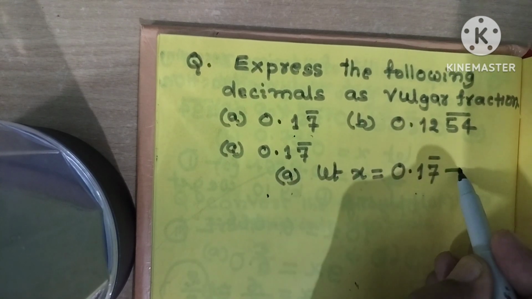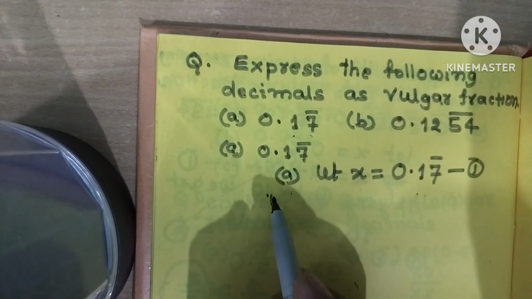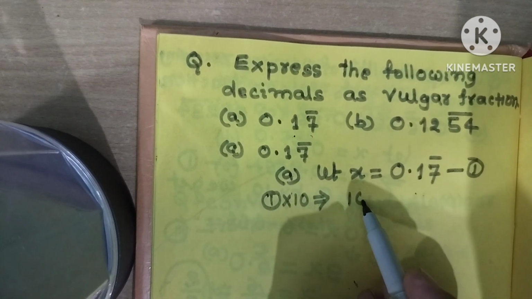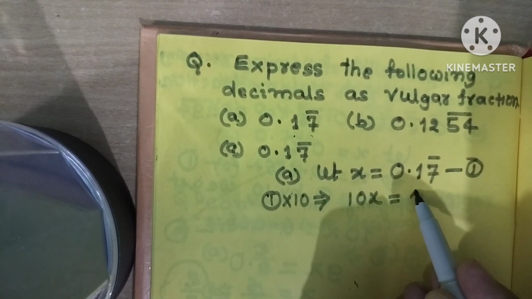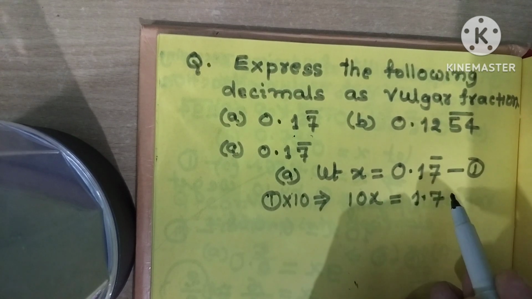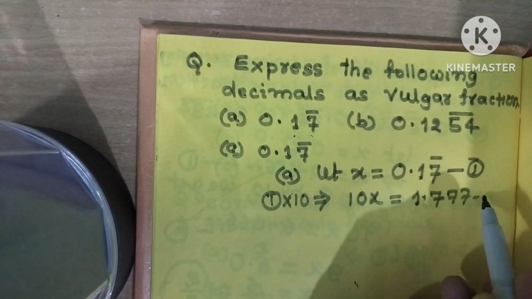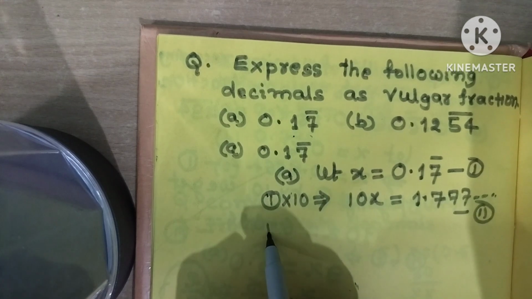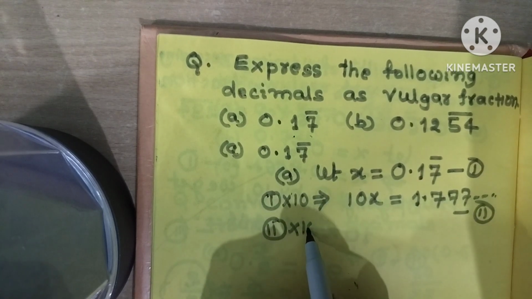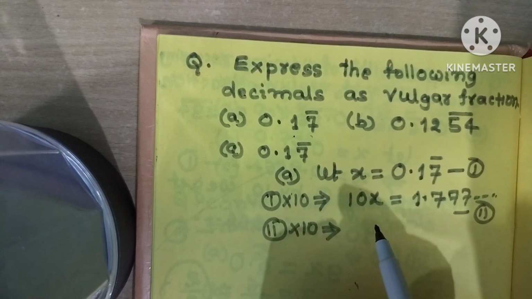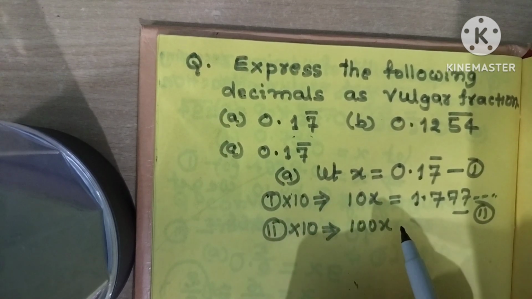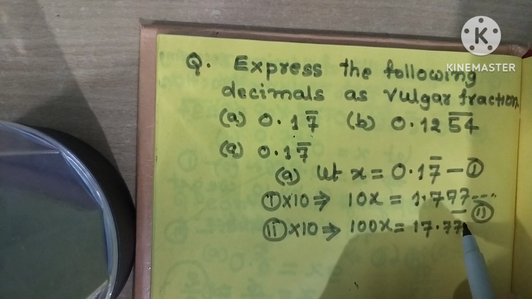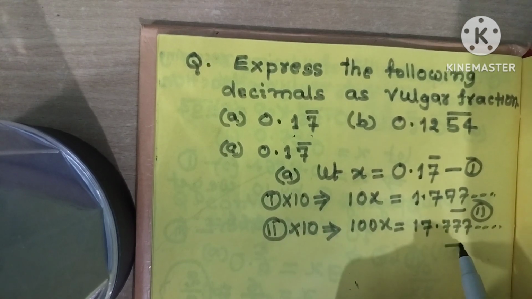So how to change this mixed recurring decimal to vulgar fraction? Multiplying, suppose this is first into 10 implies 10x is equal to 1.777. This is second. Again multiply second by 10, you get 100x is equal to 17.777. This is third.